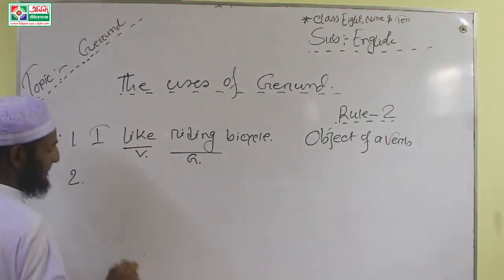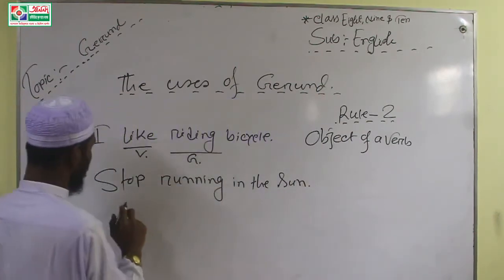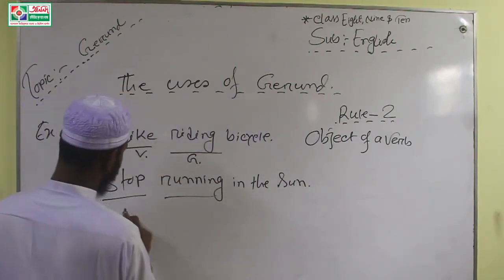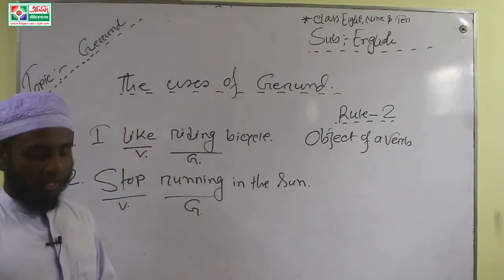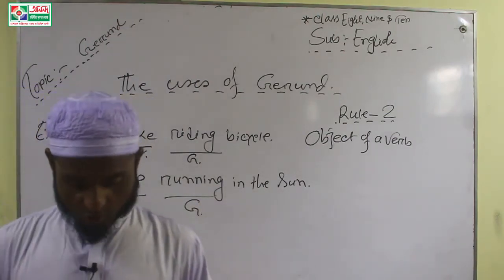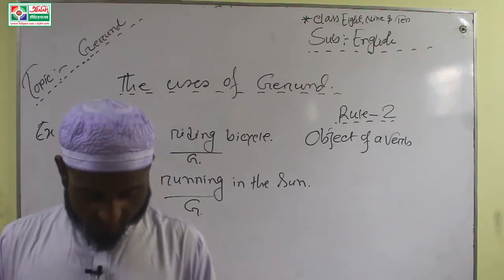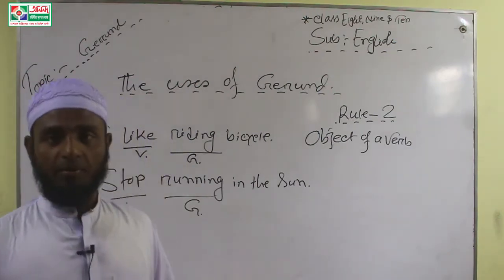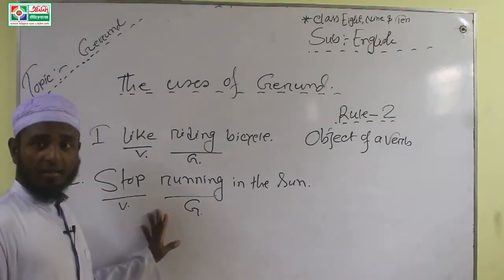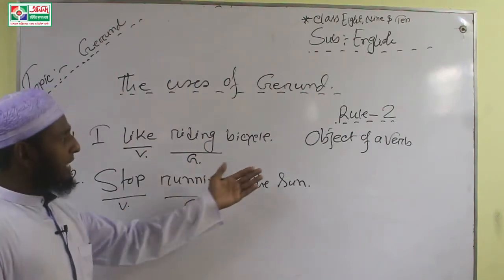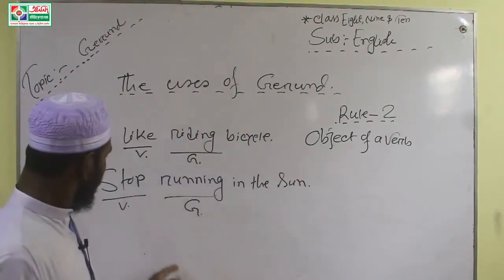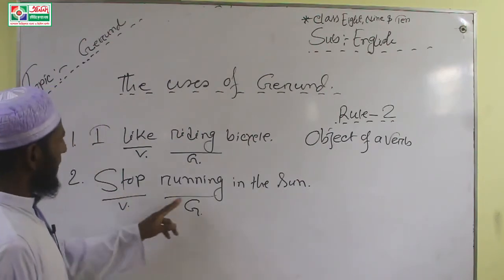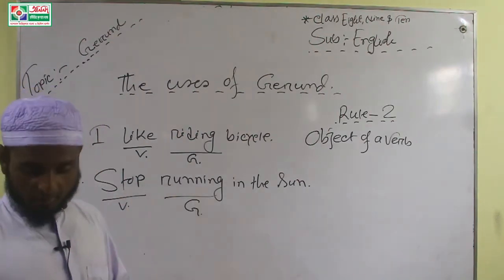Number two, stop running in the sun. This is verb. This is object, I mean gerund. Okay. Stop running in the sun. Object of a verb. I am writing and discussing about how can gerund act as an object of a verb.